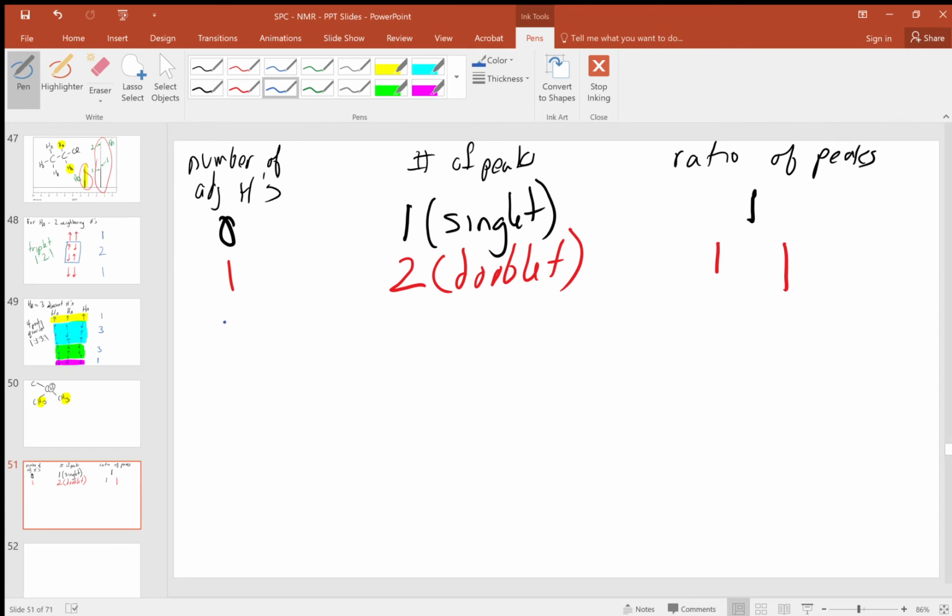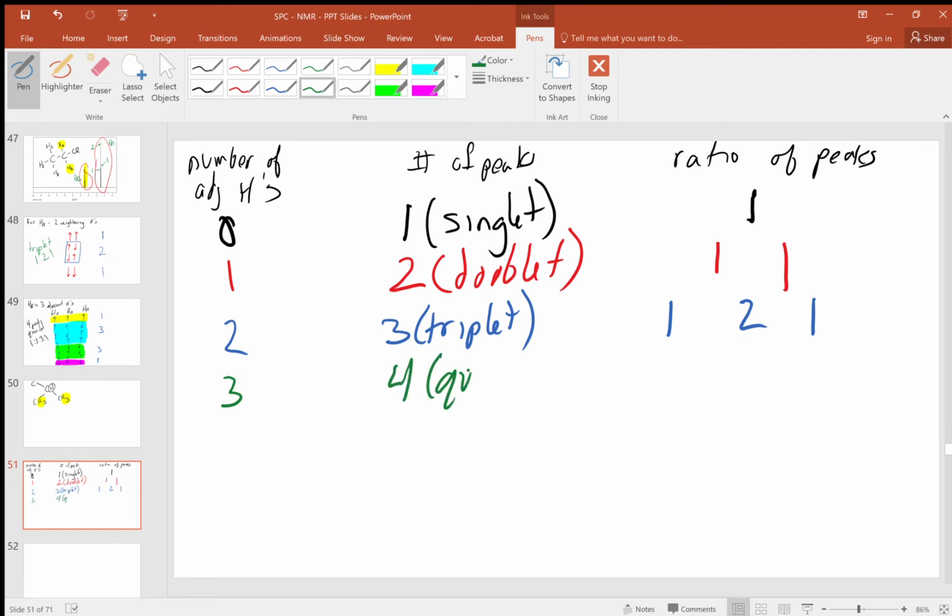The next two we've just done: 2 adjacent hydrogens gave us 3 peaks, or a triplet. Their ratio was 1 to 2 to 1. Three adjacent hydrogens gives us 4 peaks, or a quartet, and we saw that had a ratio of 1 to 3 to 3 to 1. So here's our first new one that we're going to try and predict. What if we have 4 adjacent hydrogens?